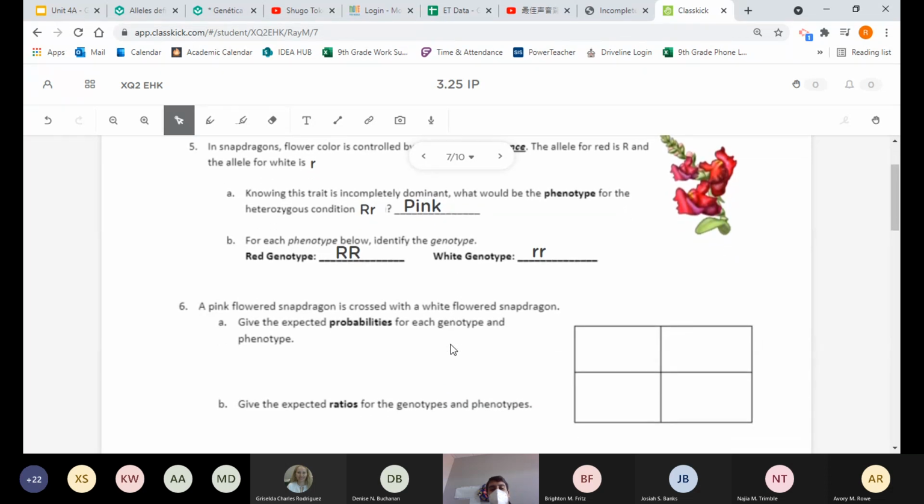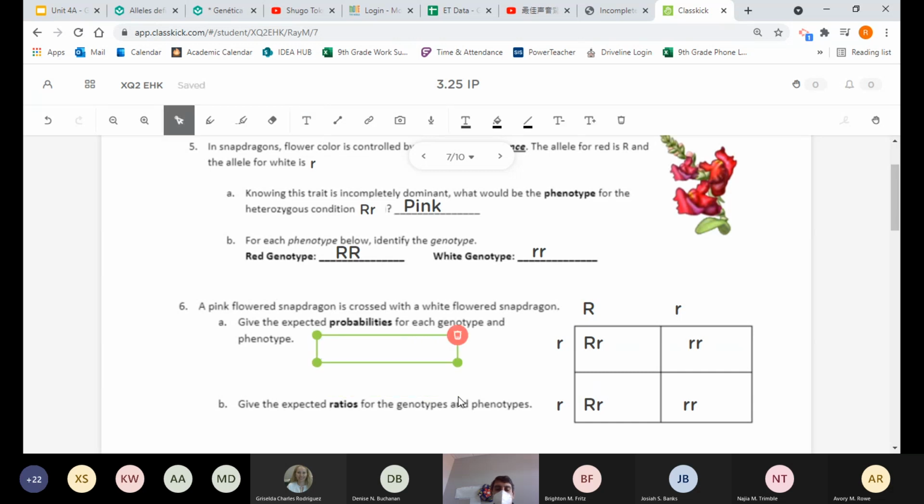Now, a pink flower snapdragon is crossed with a white flowered snapdragon. So looking up at part B, it says a pink flower snapdragon. So yeah, the heterozygote is crossed with a white flowered snapdragon. So you have big R little r crossed with little r little r. What are the expected probabilities? So you run through your Punnett square. You got big R little r, little r little r, big R little r, little r little r.